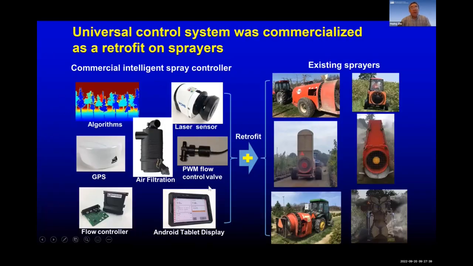And we also designed this intelligent spray system as a universal retrofit kit for all existing sprayers. In this way, growers can still use their existing sprayers instead of purchasing new intelligent sprayers to achieve precision application of chemicals. And spray manufacturers do not need to redesign their sprayers either, because it is very expensive for growers to dispose of their sprayers, and these sprayers can last 30 to 50 years.